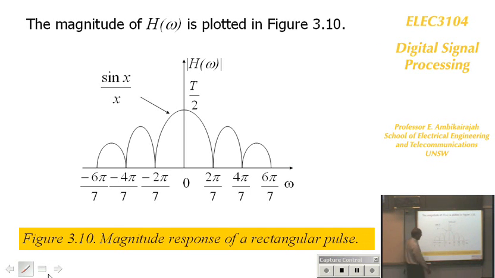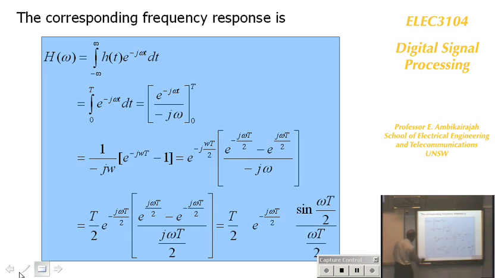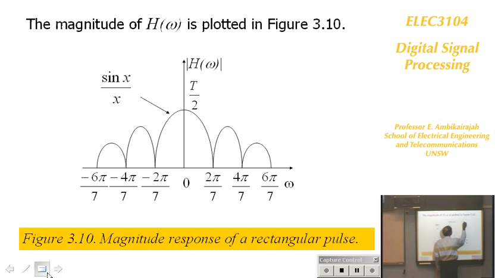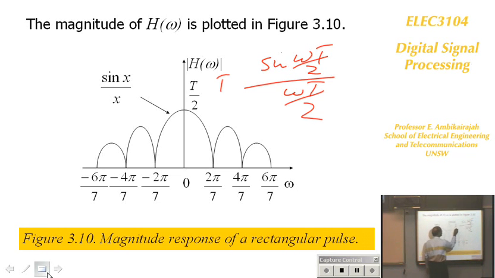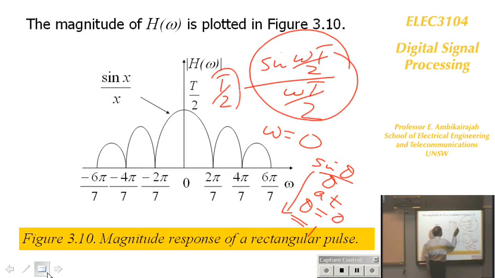If you look at the magnitude, I take the modulus and you see my amplitude is T over 2, because you've got sine omega T over 2 divided by omega T over 2. So at omega equal to 0, what happens? Sine theta over theta at theta equal to 0 is equal to 1. This becomes 1, right? So this is 1 from the magnitude. So at omega equals 0, I got a magnitude of T over 2.